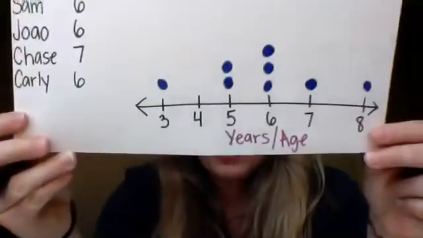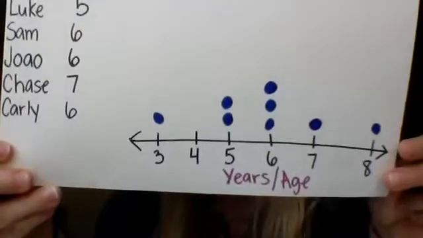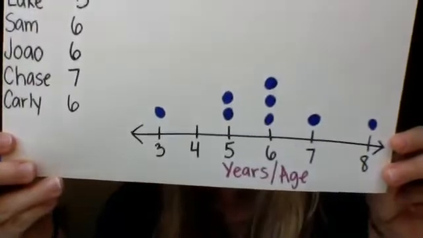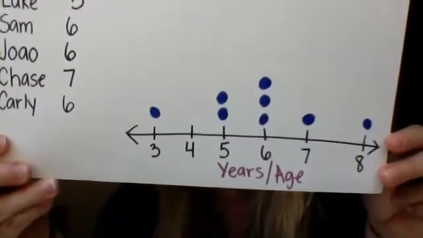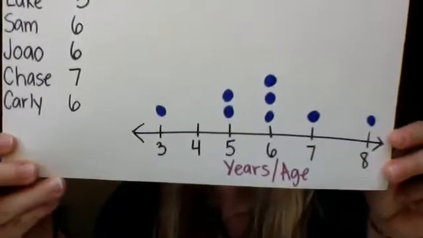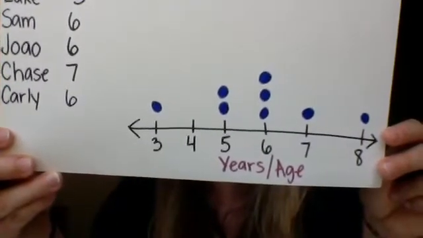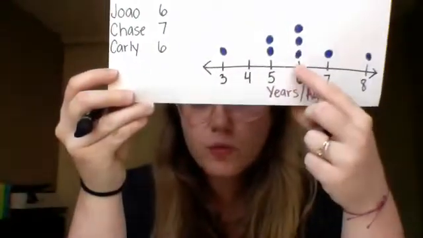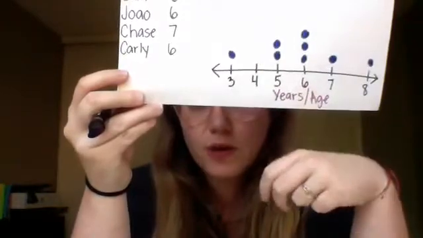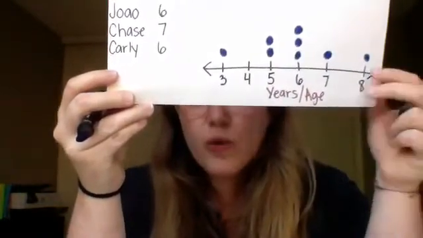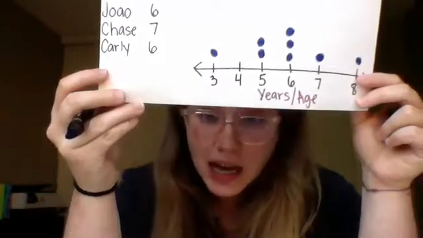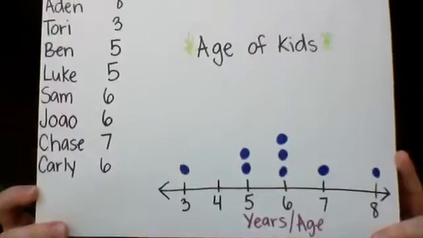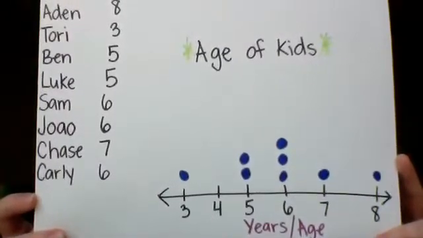So now looking at our graph, we can decide which age is most common. Remember, common means popular. Which age was most common, most popular? Which age? 6. Because on 6, we had 1, 2, 3 kids that were the age of 6. Which age was the least common? I want you to look. Which age was the least common?